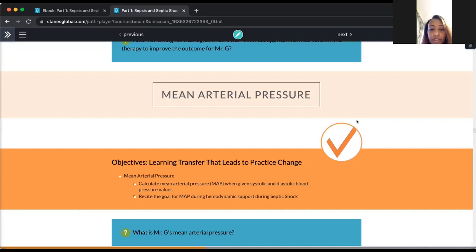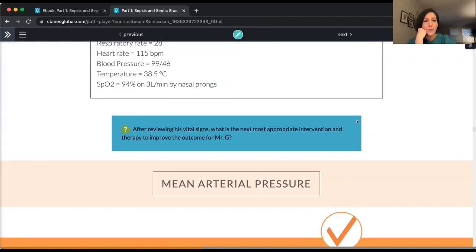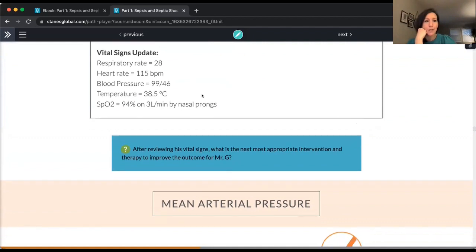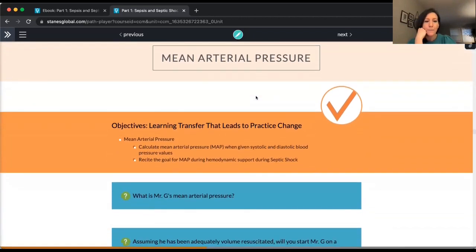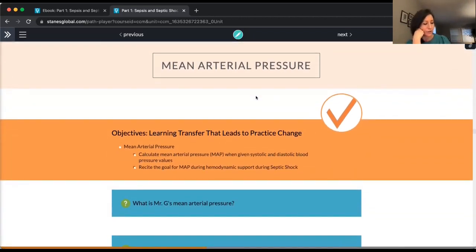So the objectives are to calculate mean arterial pressure when given systolic and diastolic blood pressure values, and to recite the goal for mean arterial pressure during hemodynamic support during septic shock. Okay, wonderful. So I'm going to remind you, his blood pressure is 99 systolic over diastolic of 46. What is Mr. G's mean arterial pressure? So 99 over 46.